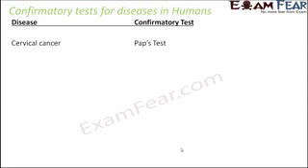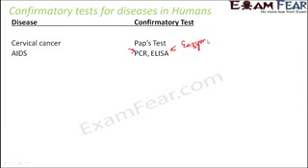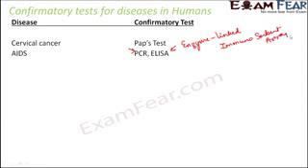For cervical cancer, the confirmatory test is Pap test or Pap smear test. For AIDS, it is PCR, that is polymerase chain reaction, or ELISA. Here ELISA stands for enzyme linked immunosorbent assay. So ELISA is a confirmatory test for AIDS, acquired immune deficiency syndrome, for which the causal organism is HIV virus, and it is caused by sexual contact. So it is a sexually transmitted disease.